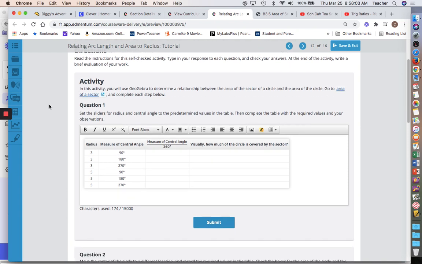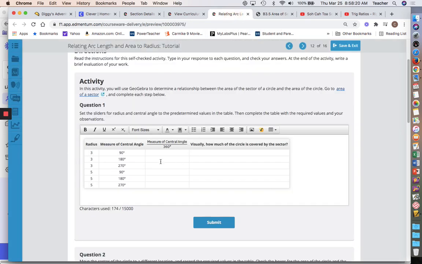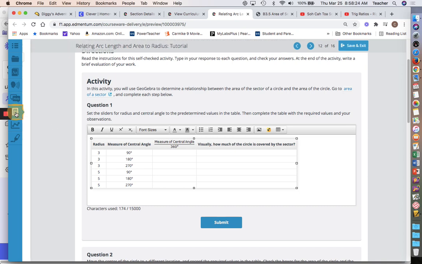Okay, so set the slider for the radius and central angle to the predetermined values in the table. So look, the radius has to be 3, central angle 90. It looks like it's already there. Then complete the table with the required values of your observations. Okay, so it's already on 3. It's already on 90. Very nice. What do I got to do with that? Measure the central angle divided by 360. Well, that's going to be 90 divided by 360.